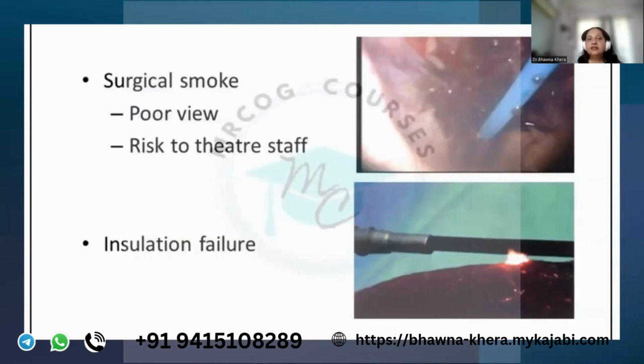Now this is surgical smoke. When surgical smoke accumulates, it causes a poor view, and it is also a risk to the theater staff. Second, sometimes insulation failure is there. What is insulation? There is a coating over the active electrode which prevents the energy from going here and there. If that sheath is damaged, that becomes insulation failure.